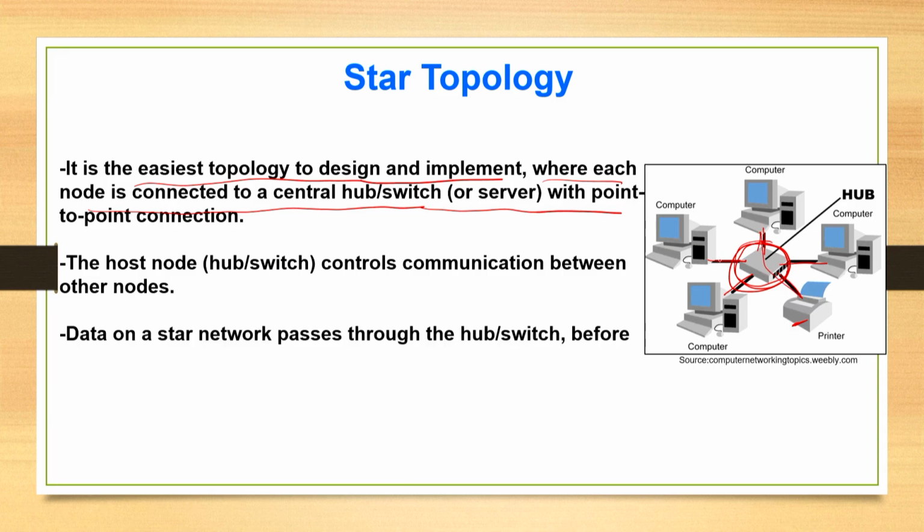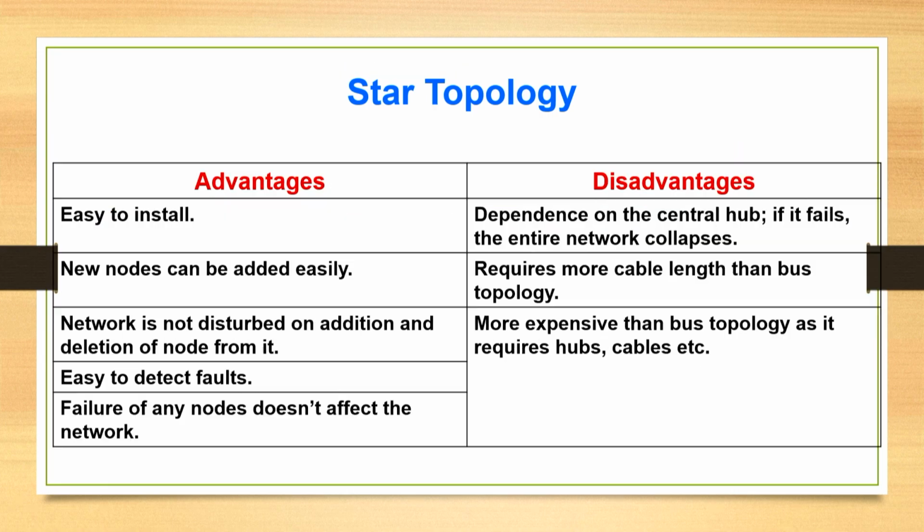Data on a star network passes through the hub or the switch before continuing to its destination. So, if this is a source computer that wants to send data to a destination, first it will be sent to the hub and from there it will be transferred to the destination. So, it has some advantages as well as disadvantages.